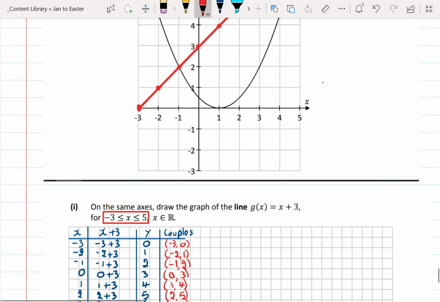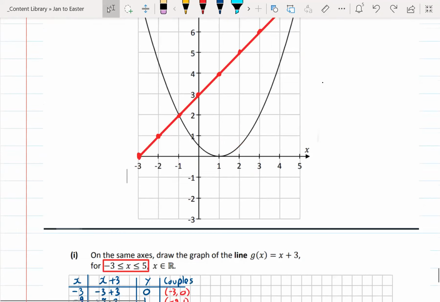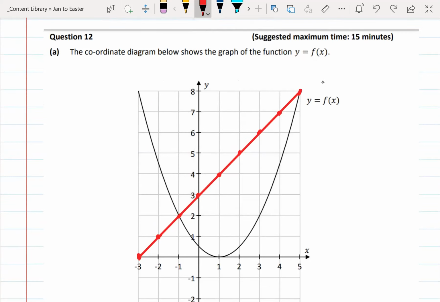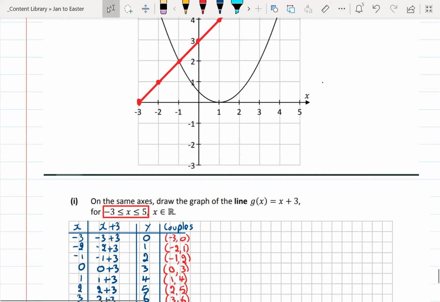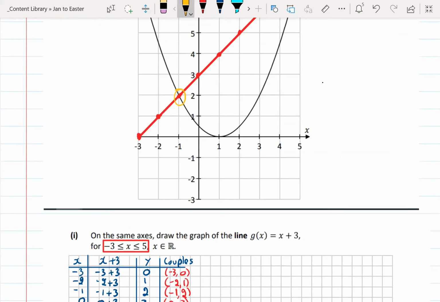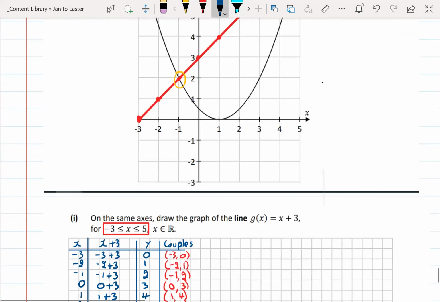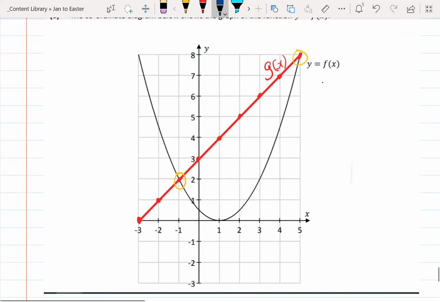The function was called g(x), so let's call this g(x). Just label it. g(x). Done. Okay, next. Use the graph to write down the points of intersection of f(x) and g(x). So point of intersection just means where these two graphs intersect, kind of cross over each other, there and up there. So the first one is minus 1, 2. And the second one is in the top corner up there, 5, 8.